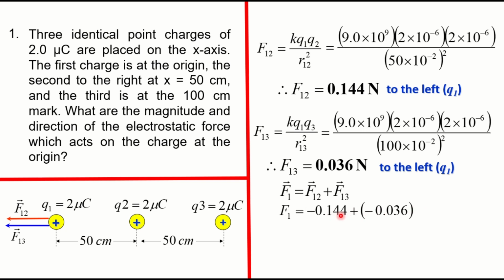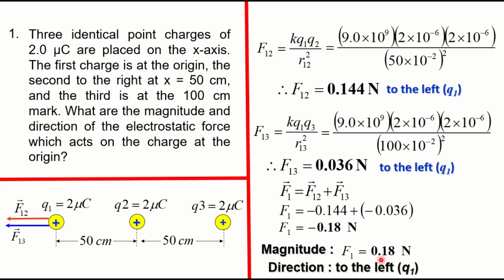Okay, we have to include a negative sign, and we add it up and we get F12 equals 0.19 Newton. So the negative sign here shows that F1 is towards the left. Okay, and then we get the answer: the magnitude is actually 0.18 Newton, and its direction is towards the left of Q1. Okay, so this is how we solve question number 1.